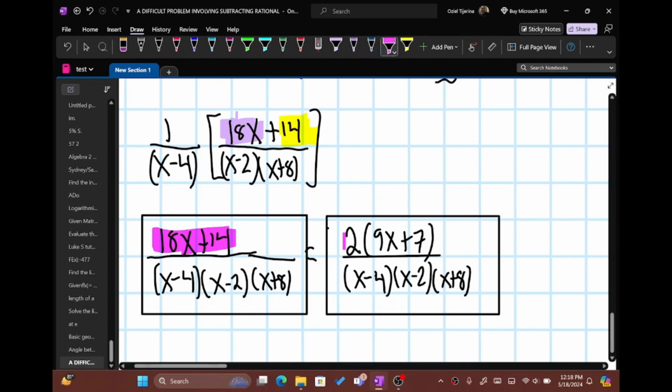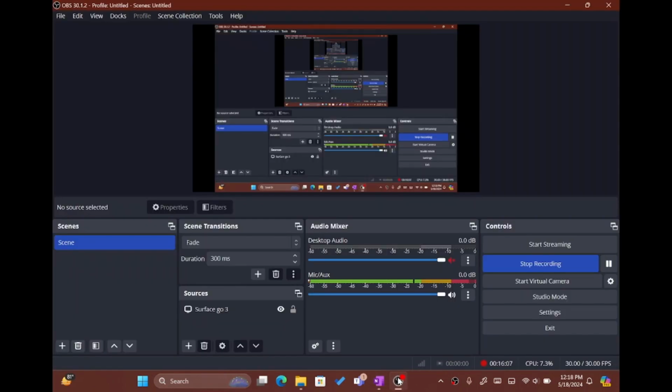So that is going to be it for this video, guys. Like I said, this problem is extremely lengthy and it's really hard. So this is one of the hardest rational expressions, or the hardest problem of subtracting rational expressions. And so if anybody does have any questions over this, please let me know.